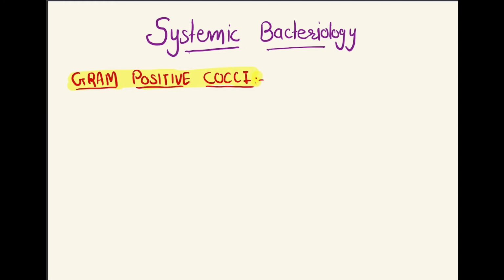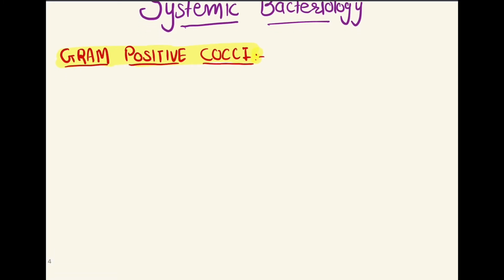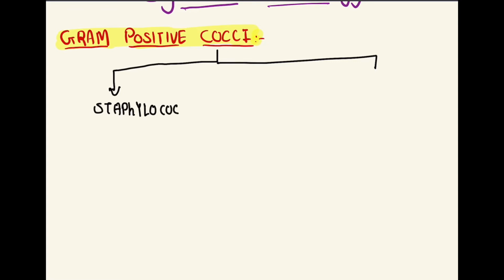In this video we will talk about systemic bacteriology, which will help you in NEET PG and also your MBBS exam. Alright, so systemic bacteriology. First of all, we will talk about gram-positive cocci. There are two types of gram-positive cocci. The first one is Staphylococcus, and the other one is Streptococcus.